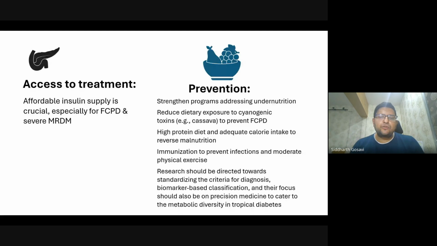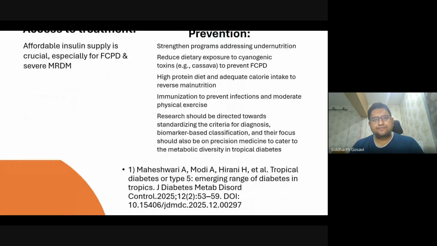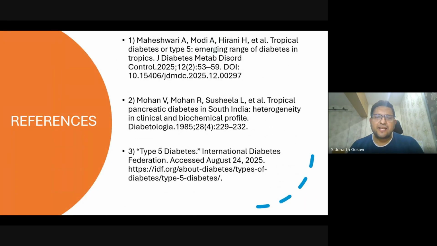Research should be directed towards standardizing the criteria for diagnosing, biomarker-based classification. And as I said, there should be a special focus on precision medicine to cater to the metabolic diversity in tropical diabetes. Yeah, these were my references.